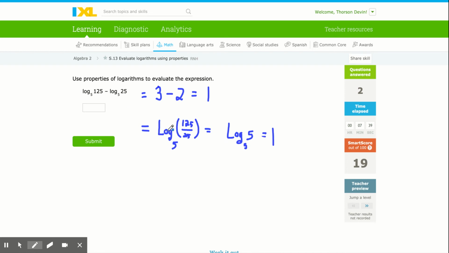Or you could use the properties of logarithms, combine it. Since it's subtraction, it's 125 divided by 25. 125 divided by 25 is 5, and log base 5 of 5 is just 1. Either way, you get a 1 as a solution.